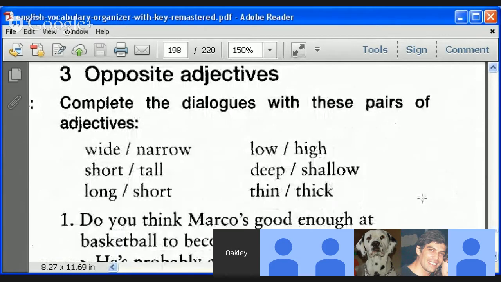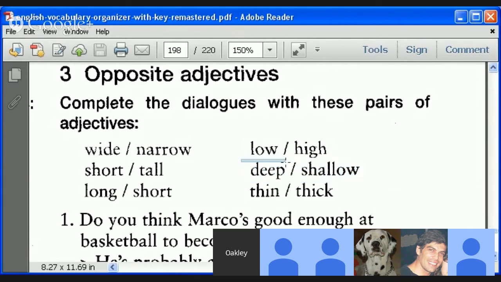All right, now we're going to look at some opposite adjectives, some antonyms. Antonyms are words that have the opposite meaning, and we're going to use them to fill in the blanks in some sentences. So, the opposite of wide is narrow, short, tall, long, short. Okay, low, high, deep, and shallow. Thin and thick.